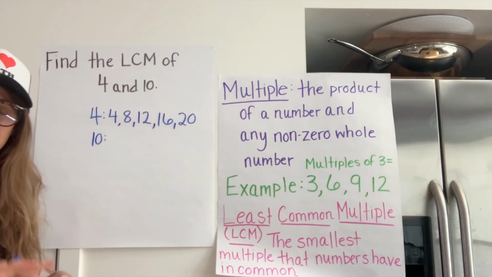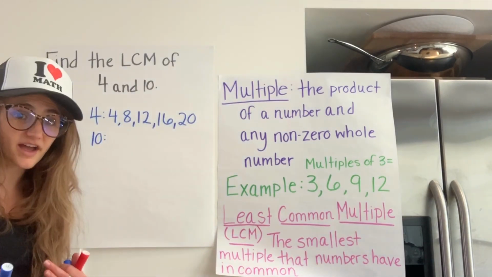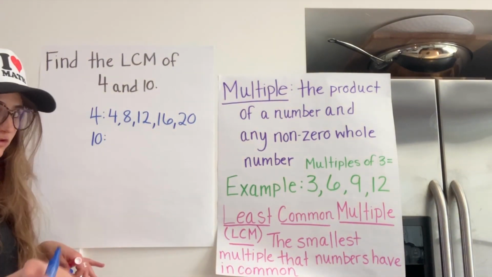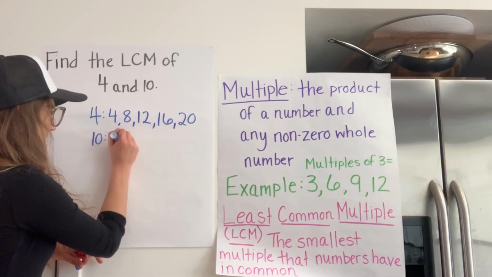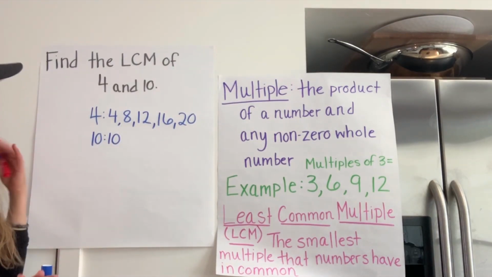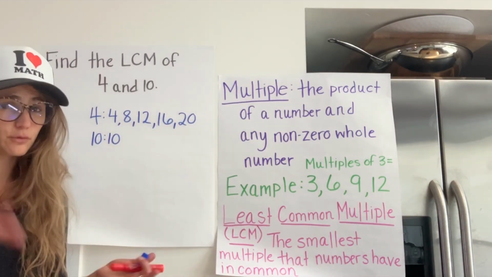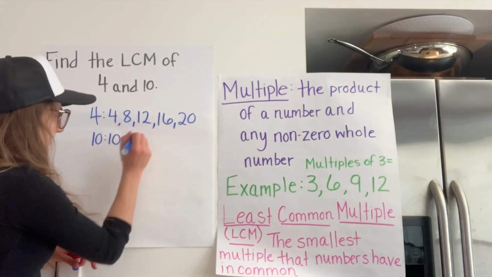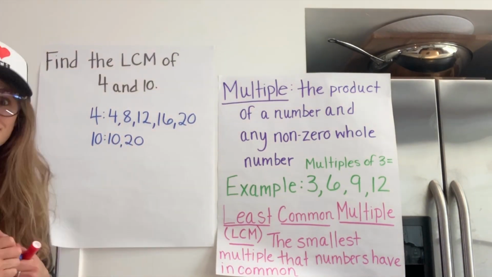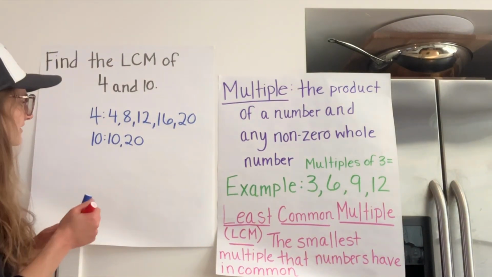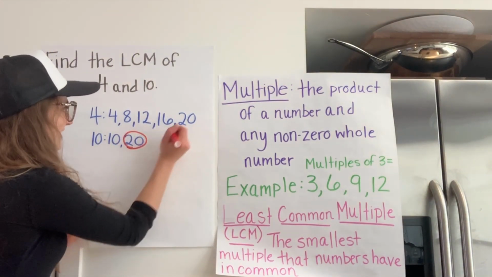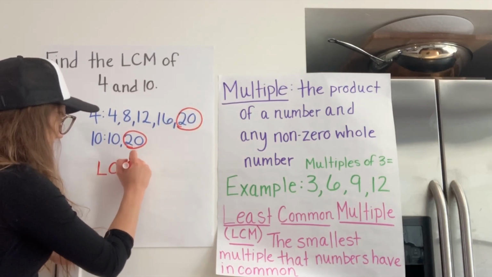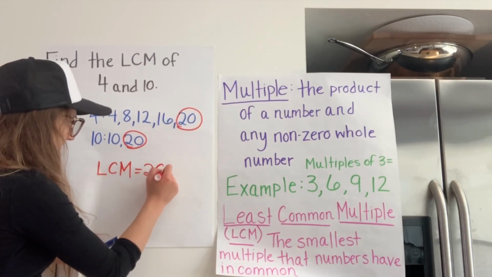Every time I list a multiple of 10, I'm going to pause to see if it's a multiple that it has in common with 4. So the first multiple of 10 is 10, because 10 times 1 is 10. Let's pause. 10 is not a multiple of 4, so we need to keep going. The next multiple of 10 is 20, because 10 times 2 is 20, and we have a winner. 20 is a multiple of both 10 and 4. Therefore, the LCM of 4 and 10 is 20.